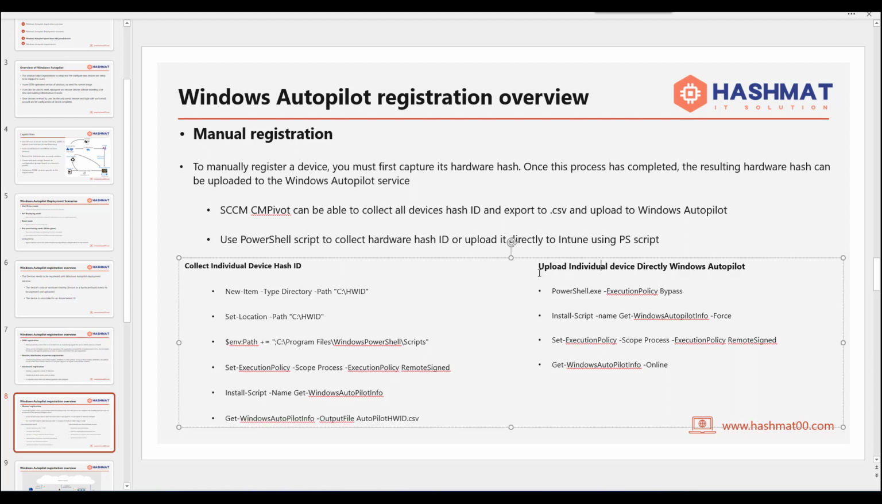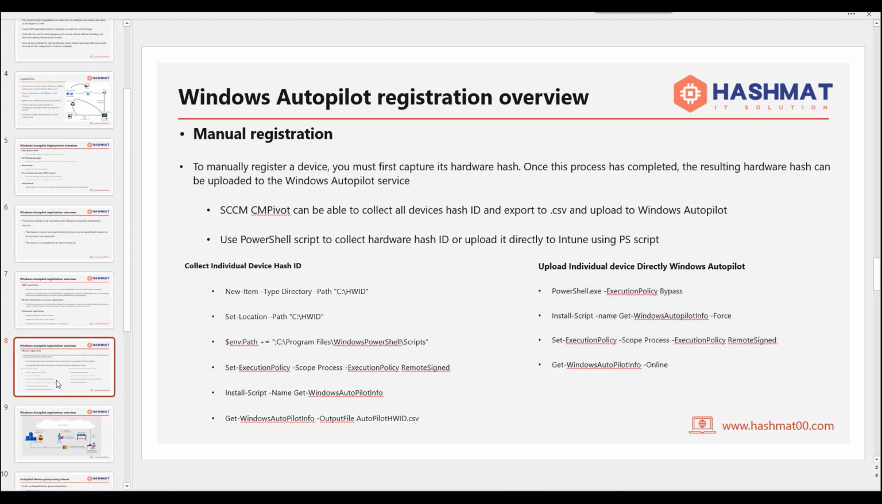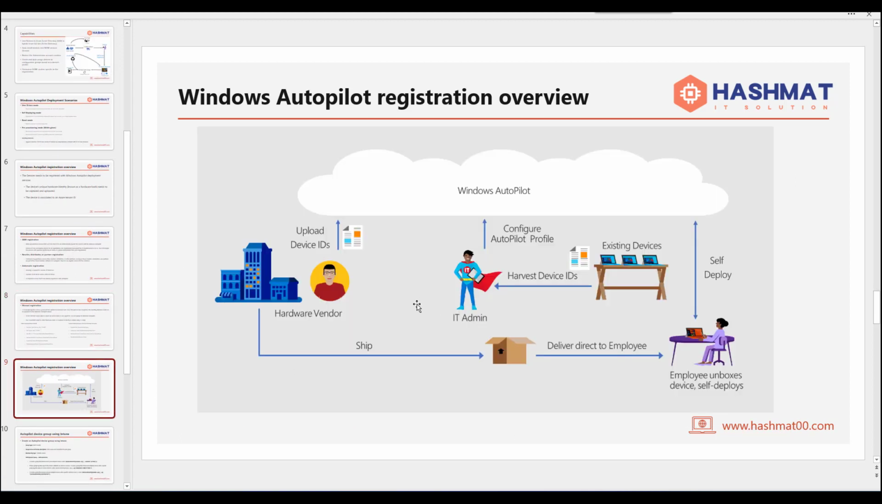This is the other one, where you don't need to create a CSV. It will directly upload to the Microsoft Intune deployment service. We'll take a look at both of them. So here's the scenario: your vendor ships the device to the user, and in the meantime also uploads the device ID to Windows Autopilot deployment services.